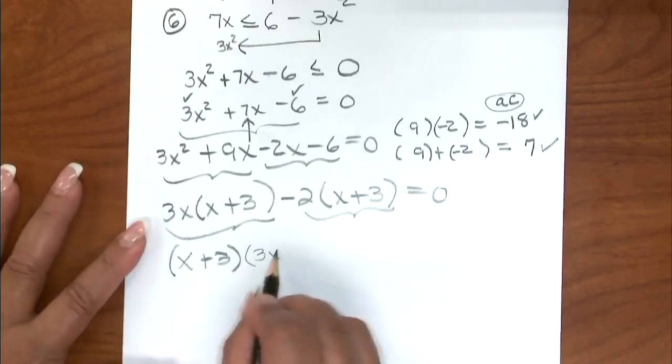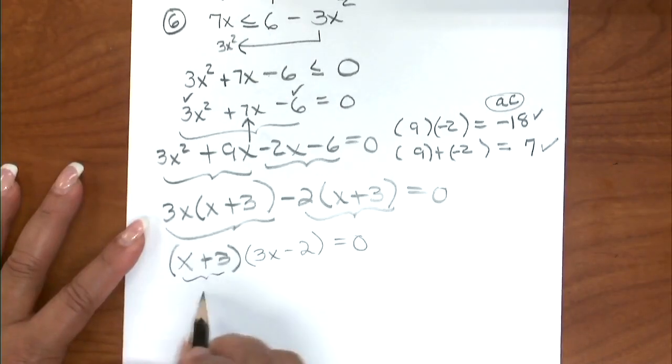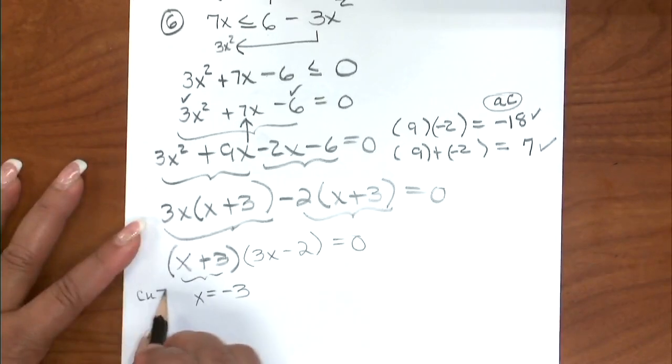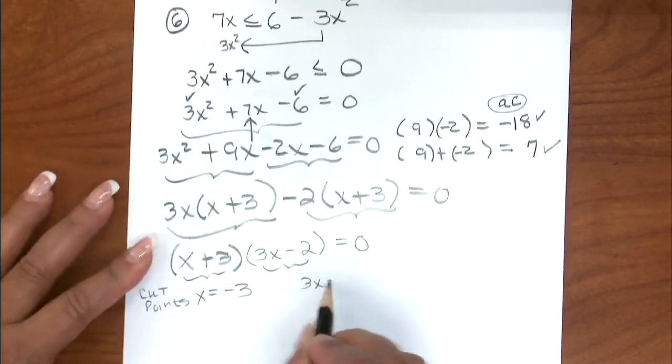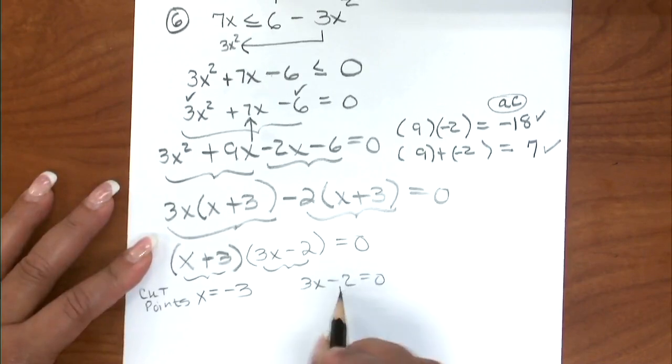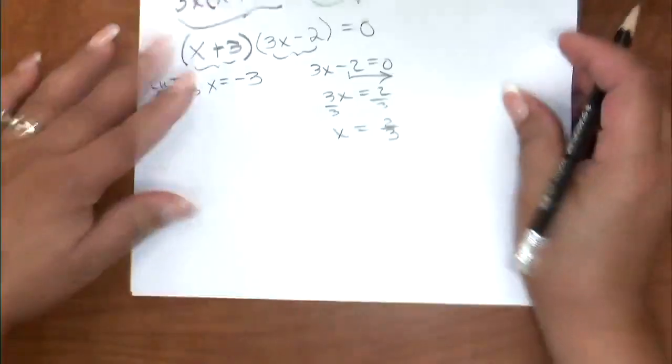Okay, so that'll be 3x minus 2. So the cut points are x equal to -3, and for this one, again, I don't know if you could do that in your head, so I'll just show it to you. This would come over here. This would be 3x equal to 2. Divide by 3, so x is equal to 2/3. That's your other cut point. Okay, toss the cut points on a number line.